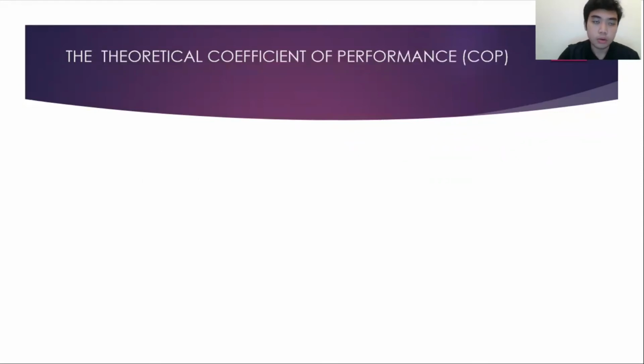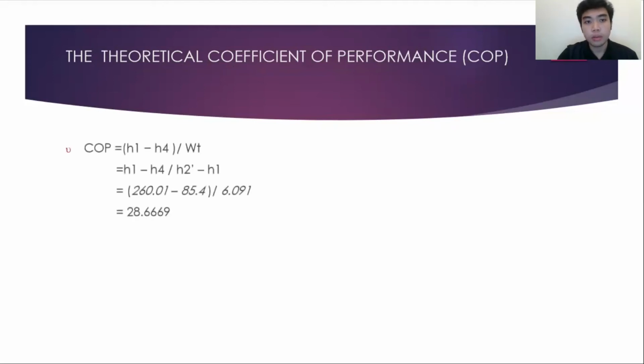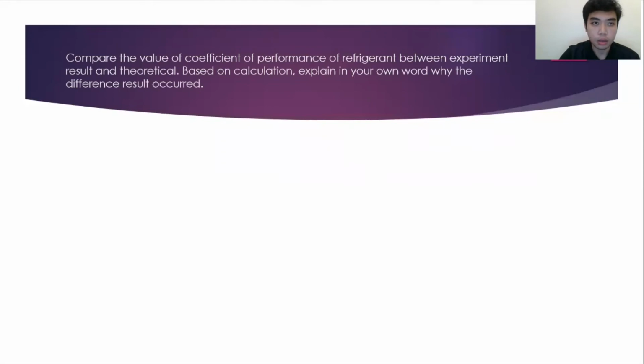And we compare it. For the theoretical coefficient of performance, just like mentioned before, we use the theoretical H2 to find it. So the formula is H1 minus H4 over H2 minus H1, and we got 28.6669. So for the discussion, compare the value of coefficient of performance of refrigerant between experiment result and theoretical result.